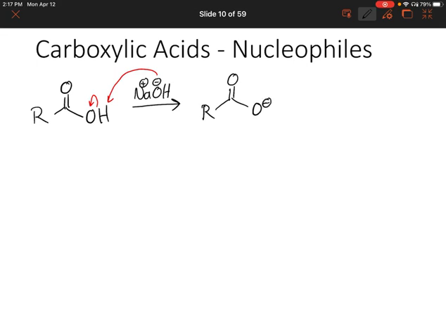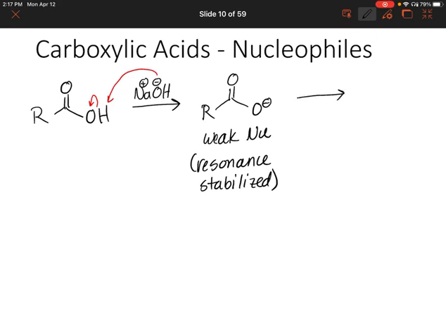And now we have a weak nucleophile. So the conjugate base of our carboxylic acid can attack something. Now this is a weak nucleophile because remember it's resonance stabilized. So that negative charge is actually shared between the two oxygens. But we could use something like an alkyl group bonded to a halogen, so an alkyl halide, and the oxygen that is negatively charged will attack the alkyl group. Our halogen will leave, and now we have an ester.